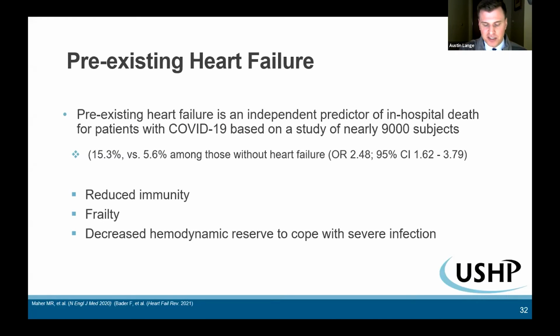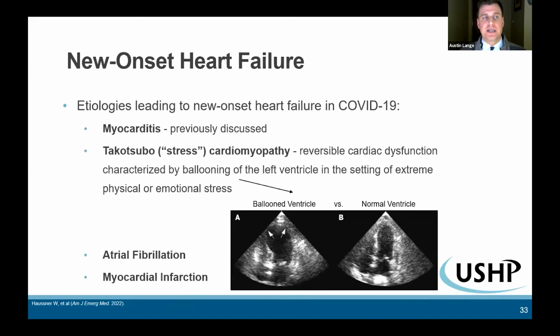And oftentimes that's because the person likely has lived a longer life. Their heart's kind of already been through stages leading to heart failure. And then they have a reduced immunity to fight the infection. They are a little bit more frail, and they don't have the hemodynamic reserve to cope with this severe infection. So we want to make sure we're appropriately addressing these patients and their needs.